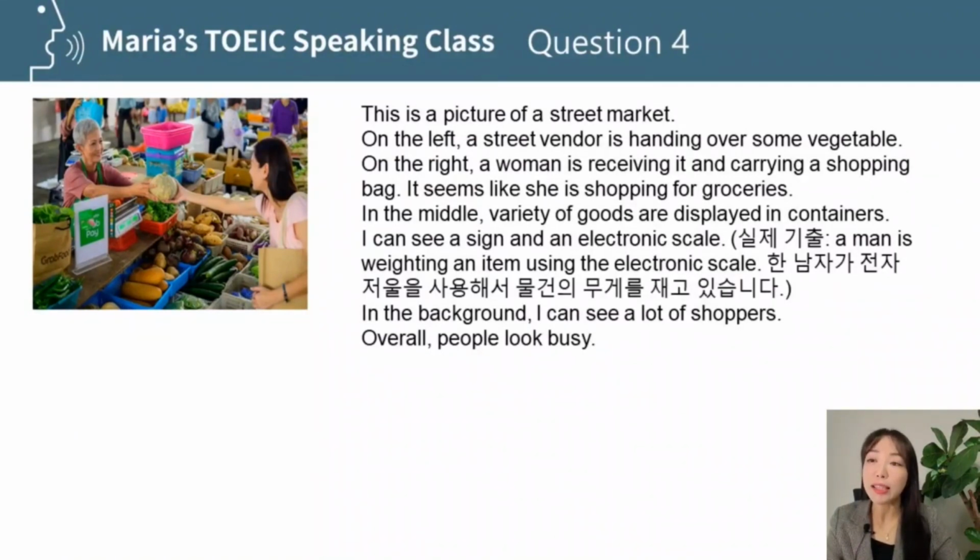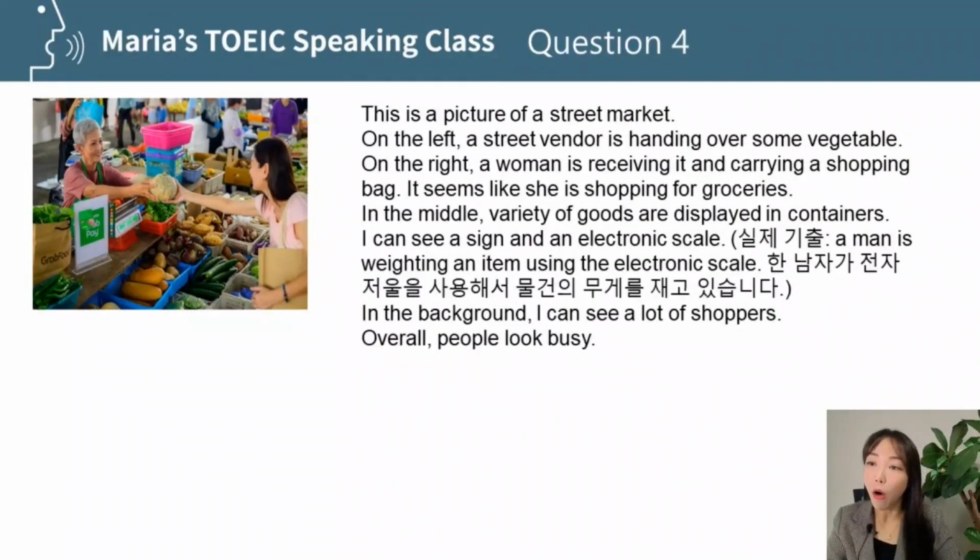And carrying a shopping bag. 쇼핑백을 소지하고 있죠. It seems like she is shopping for groceries. 자, 식료품을 지금 쇼핑하고 있는 것 같고요. In the middle, 가운데에는 variety of goods are displayed in the containers. 자, 다양한 물품들이 displayed, 진열되어 있습니다. In the containers, 상자에, 통에. 자, 이렇게 되어 있고요. 그 다음에 I can see a sign. 저런 QR코드나 가격 적혀 있는 거 있죠?